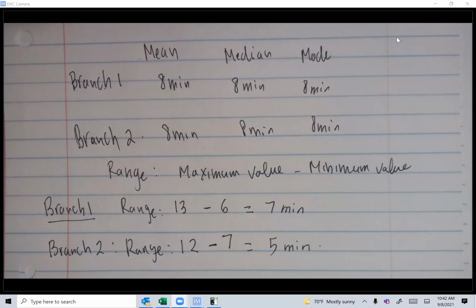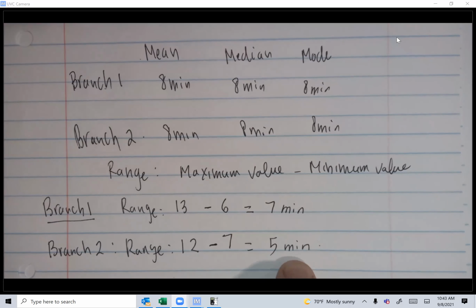So the range is the difference between the one who waited the least and the one who waited the most. I would rather the gap, guys, for me to be 5 minutes between the one who waits the least and the one who waits the most rather than 7 minutes.